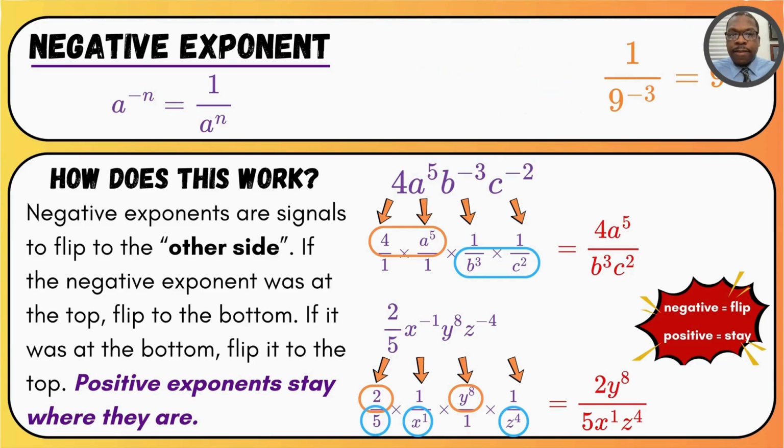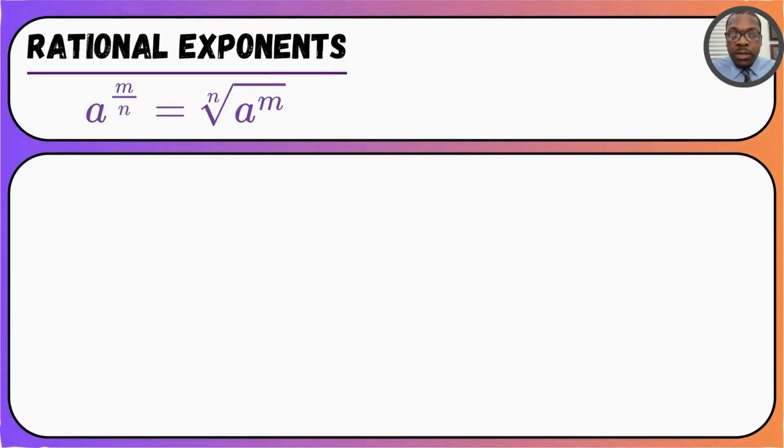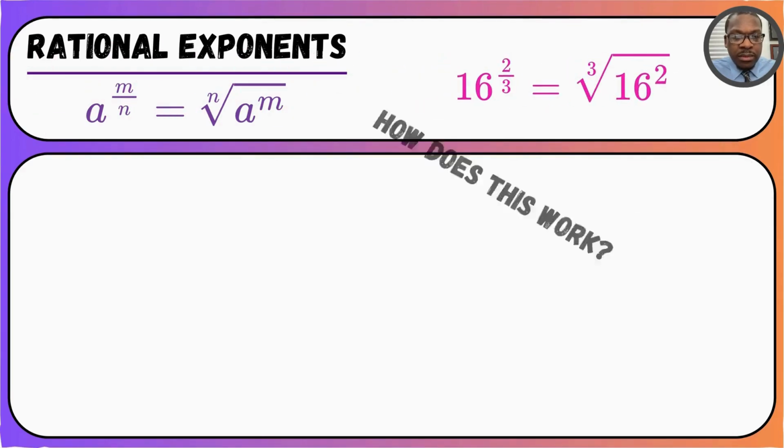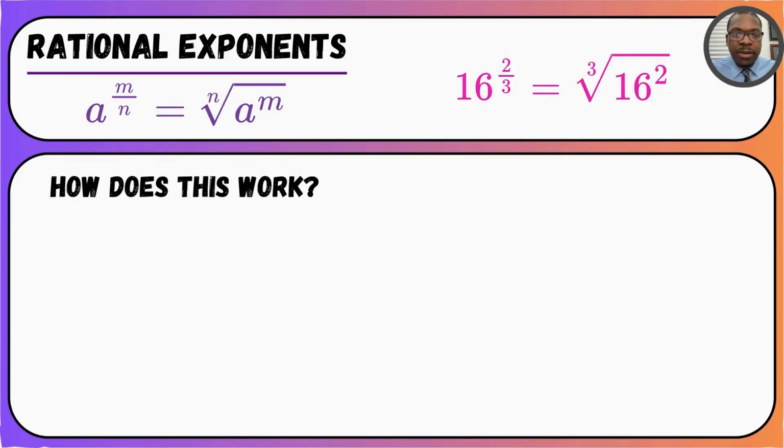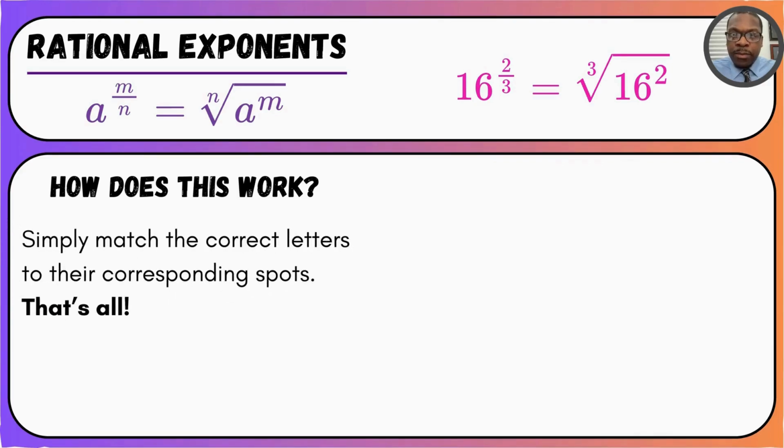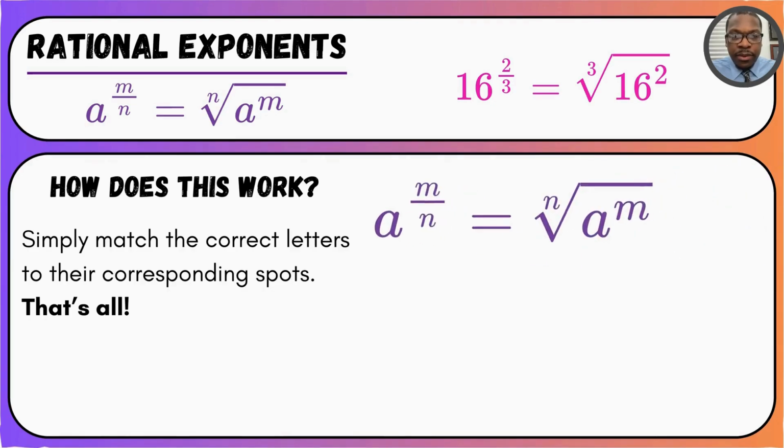Now, radical exponents, this is going to go super quick because it's really just asking us to put things in the matching spots. If it matches in the same spot, just put it in the same spot. So we just simply have to match the correct letters to the corresponding spots. That's really it. So we have something like this. Just make sure the M matches here. That's it. N matches here. Just make sure it matches there.